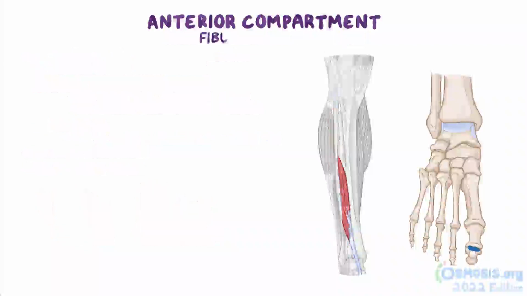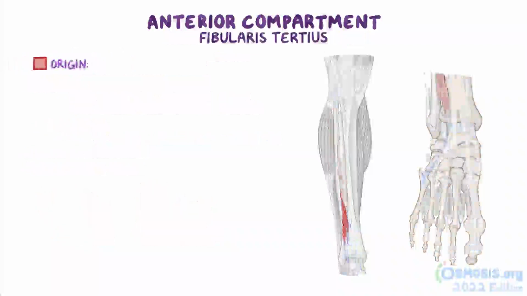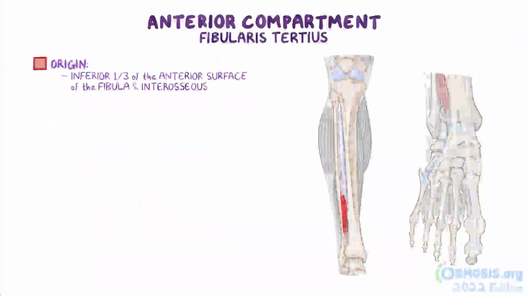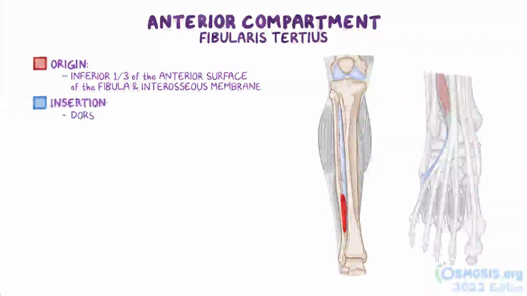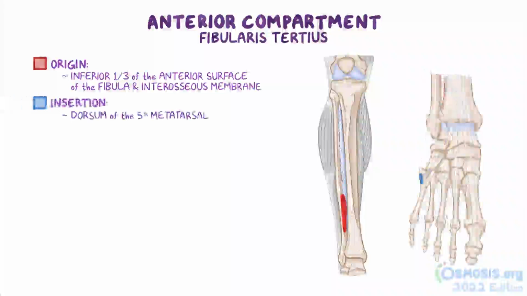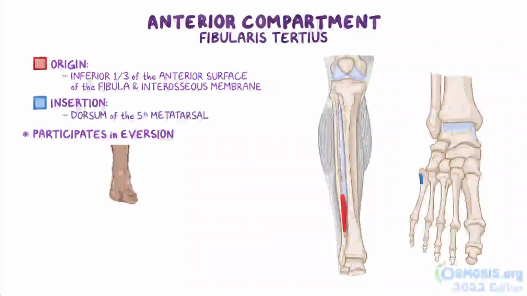And finally, the fibularis tertius, which proximally originates on the inferior third of the anterior surface of the fibula and interosseous membrane and inserts on the dorsum of the 5th metatarsal. The fibularis tertius dorsiflexes the ankle, and it also participates in eversion of the ankle, or turning the sole of the foot outwards.